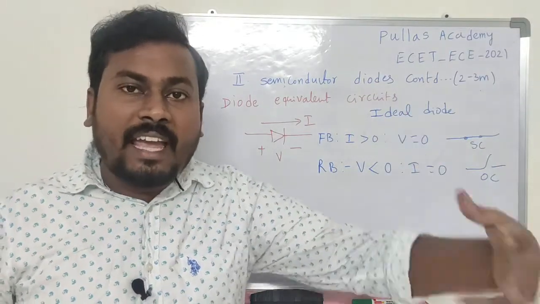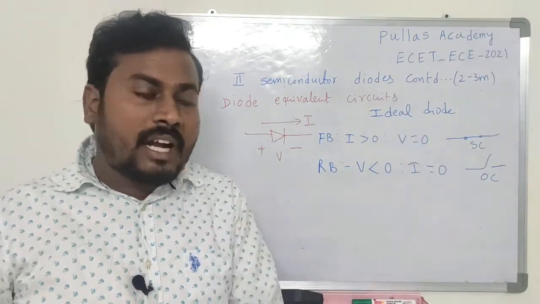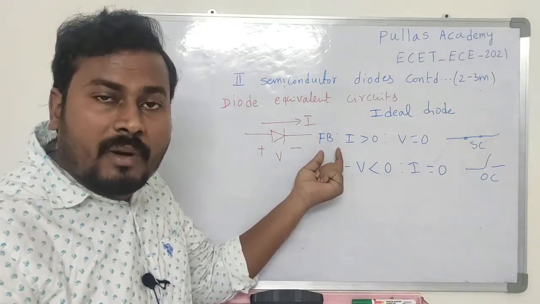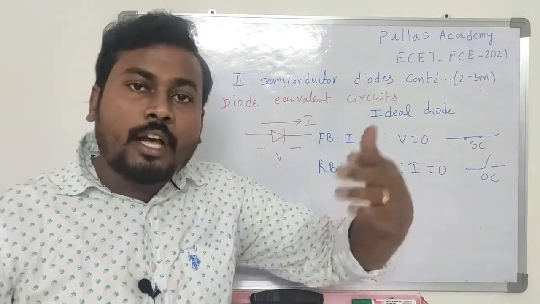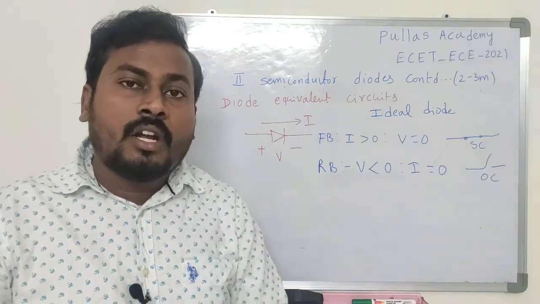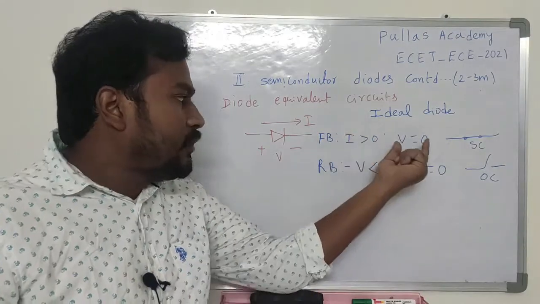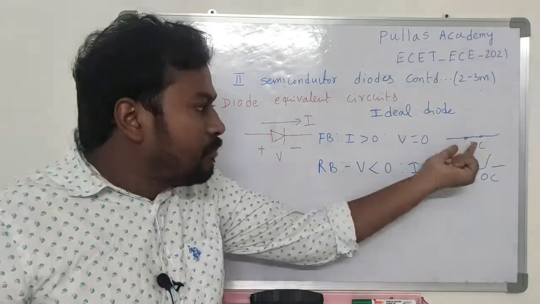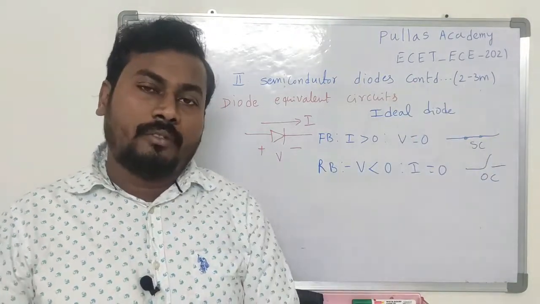Let me repeat this again for you. How can you know that the diode is forward biased? When current through the diode is more than 0. When current through the diode is more than 0, the diode is under forward bias, the voltage across an ideal diode is 0 volts, and it is simply replaced by a short circuit.